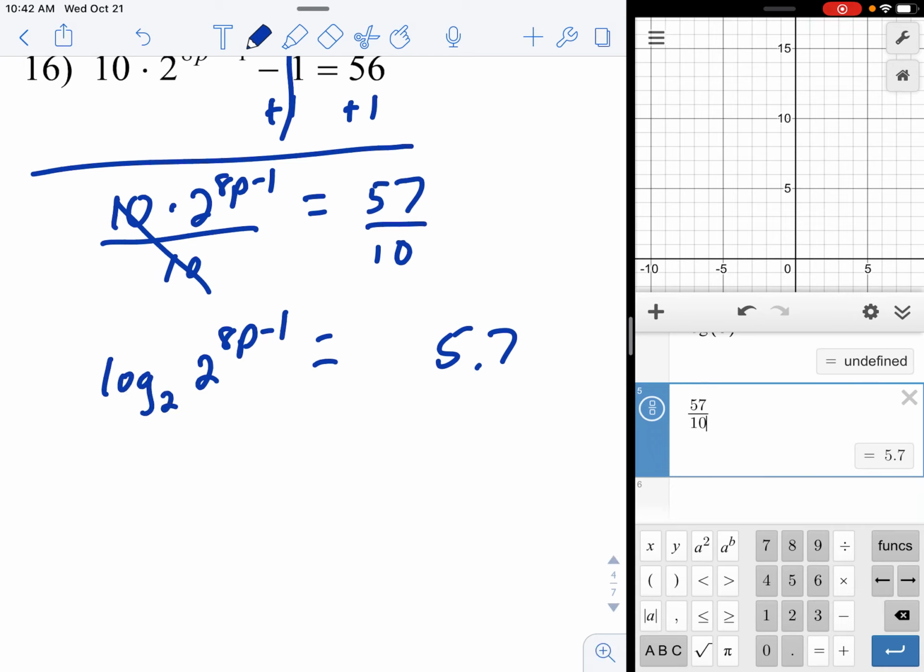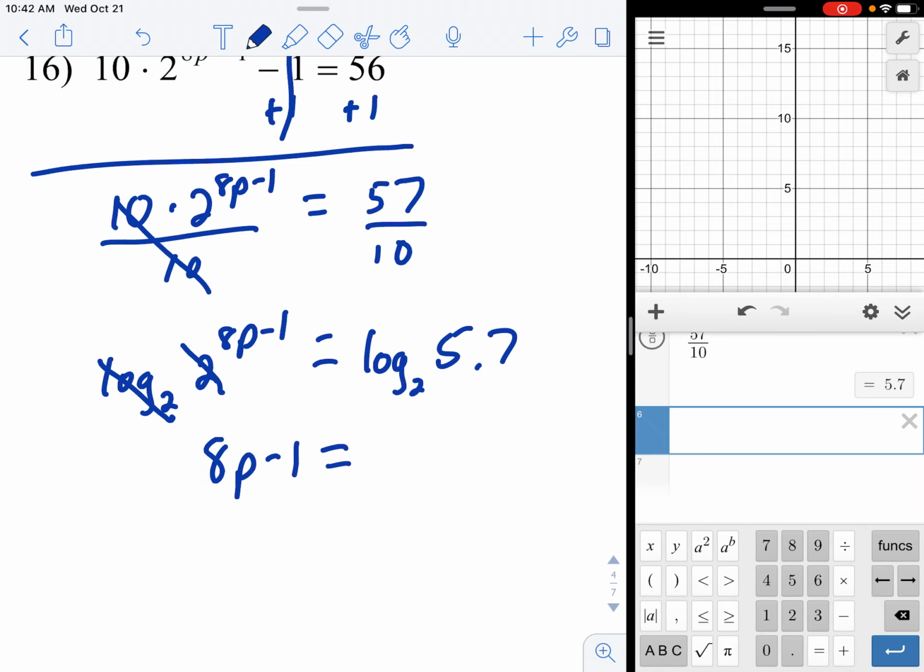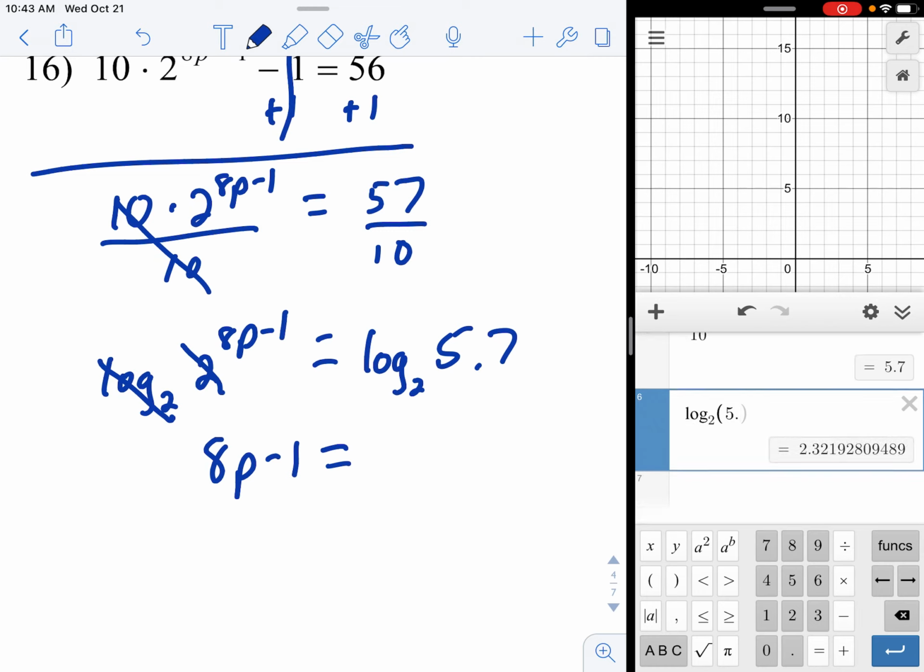I'm going to take log base 2 of both sides. Log base 2 cancels that base 2. I get 8p minus 1 equals, and let's use a calculator for this. So function log a, the base is 2, the argument is 5.7. 2.5109, but that 9 rounds up to a 10, which means I have to carry a 1. So there. Now I need to add 1 to both sides.